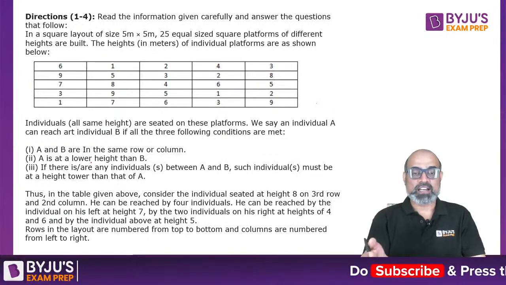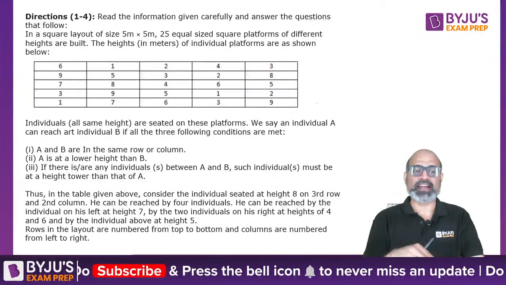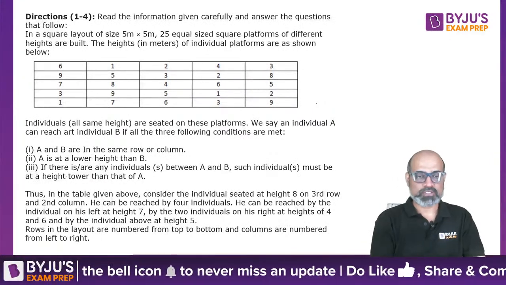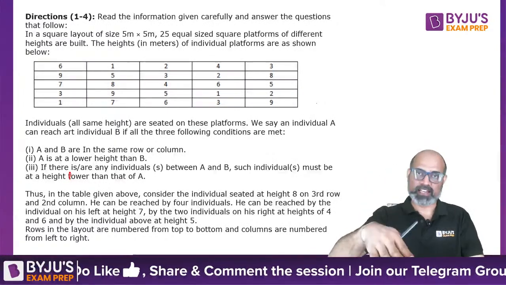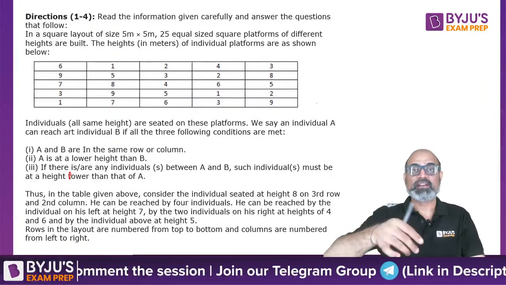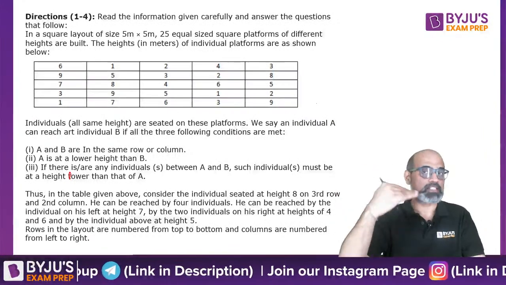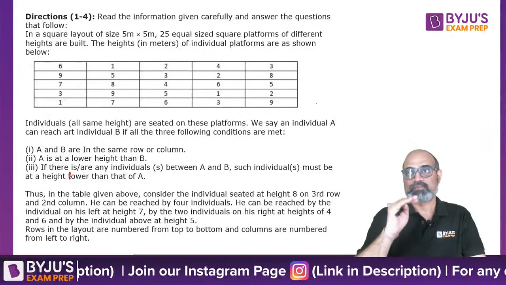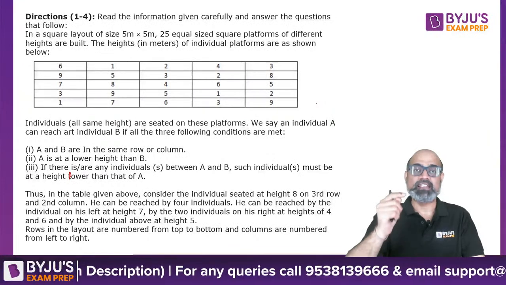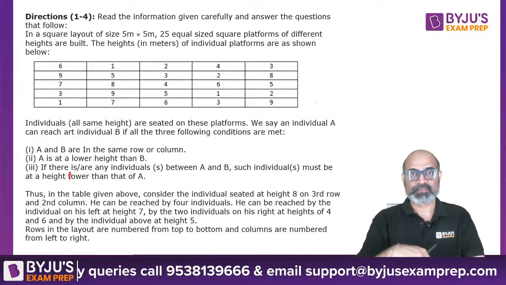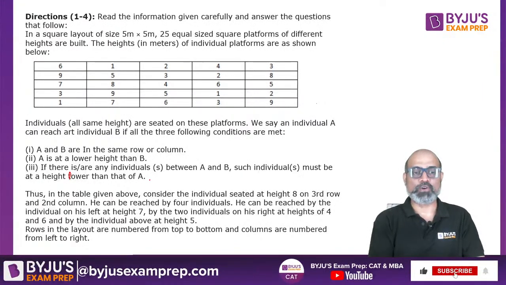If there is any individual between A and B, then such individuals must be at a height lower than that of A. Okay, so this is not taller, this is lower. Suppose between A and B there is some guy, so that when A wants to go to B, he has to cross that guy C. So we have A, C, B, that's the sequence in a row or column. Diagonal not allowed. When a person goes from A to B, he has to cross C. C should have a height less than that of A. So such individuals must have a height lower than that of A.